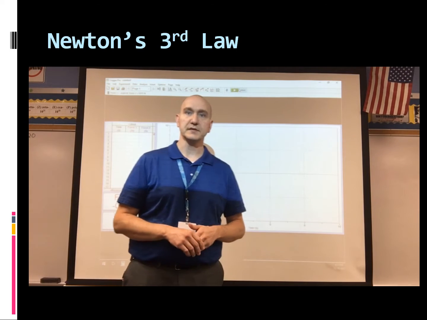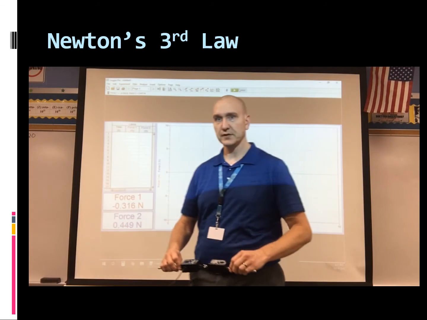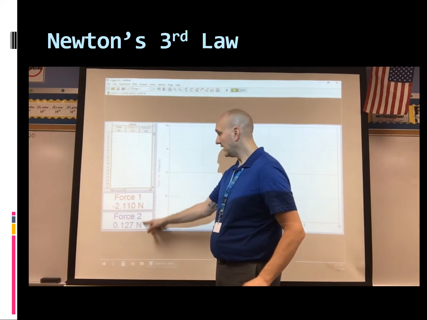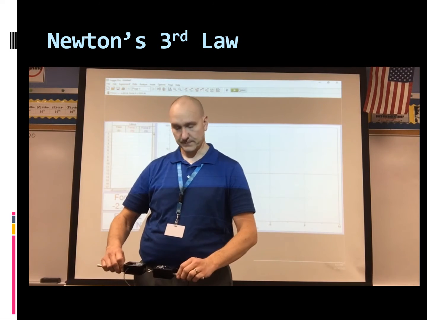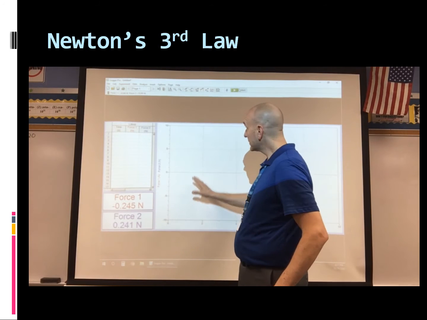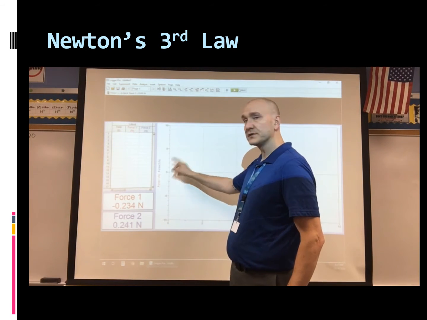This is a demonstration on Newton's third law. So what I have here is two force sensors, and you can see these two force sensors as I pull them apart. They are taking their measurements right here. All right, so as I pull these apart, I want you to see, and I'm actually going to graph along this logger probe. It's going to graph the force of each one.